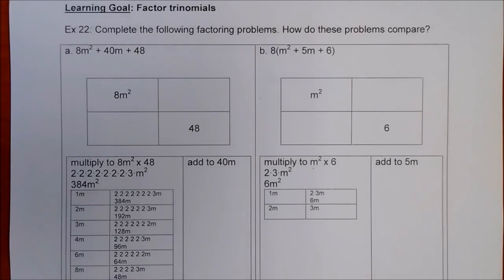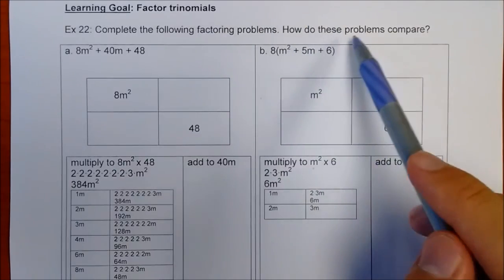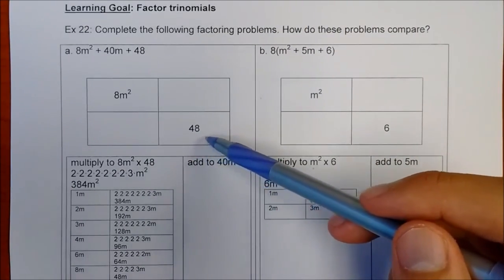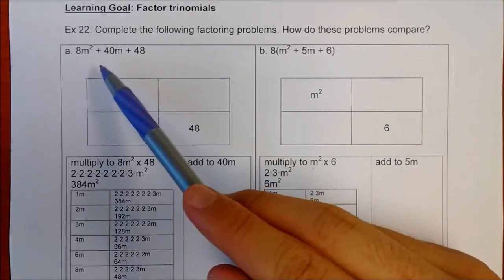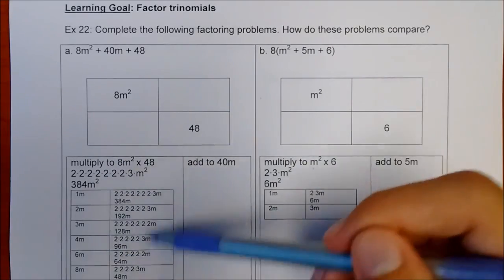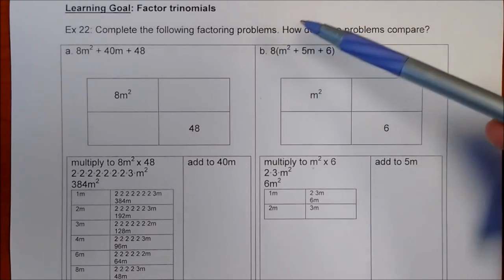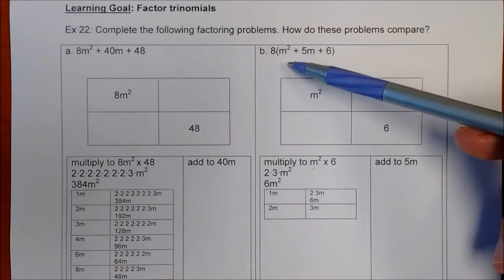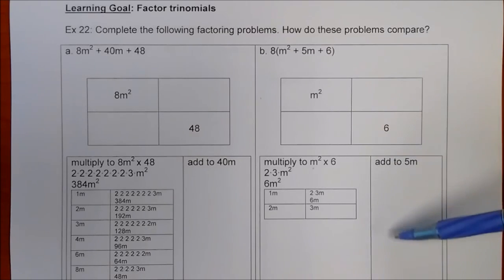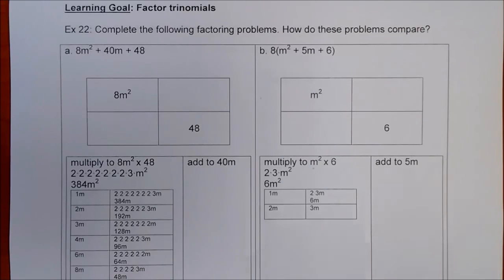So here's another one for you to try. In example 22, complete the following factoring problems. How do these problems compare? So we have 8m squared and 48 inside the area model here for the trinomial 8m squared plus 40m plus 48. And you'll notice that we already kindly completed your multiplication table here. And for part B, we have 8 times the quantity m squared plus 5m plus 6. And you're also going to factor these and fill in the area model. Now go ahead and pause the video and try these on your own or with your neighbor.